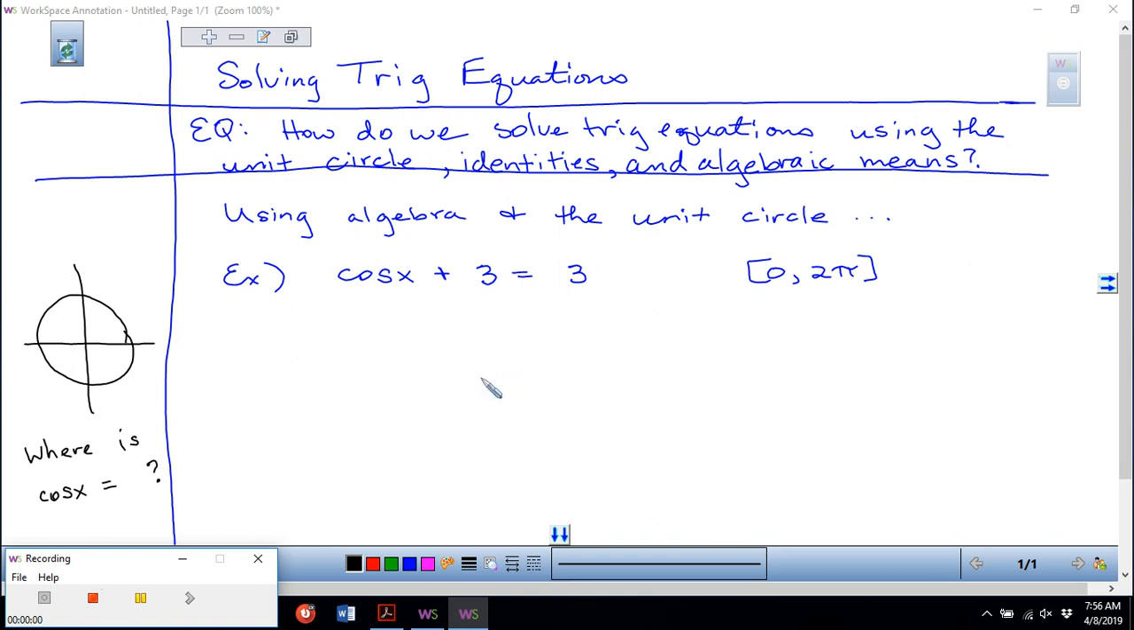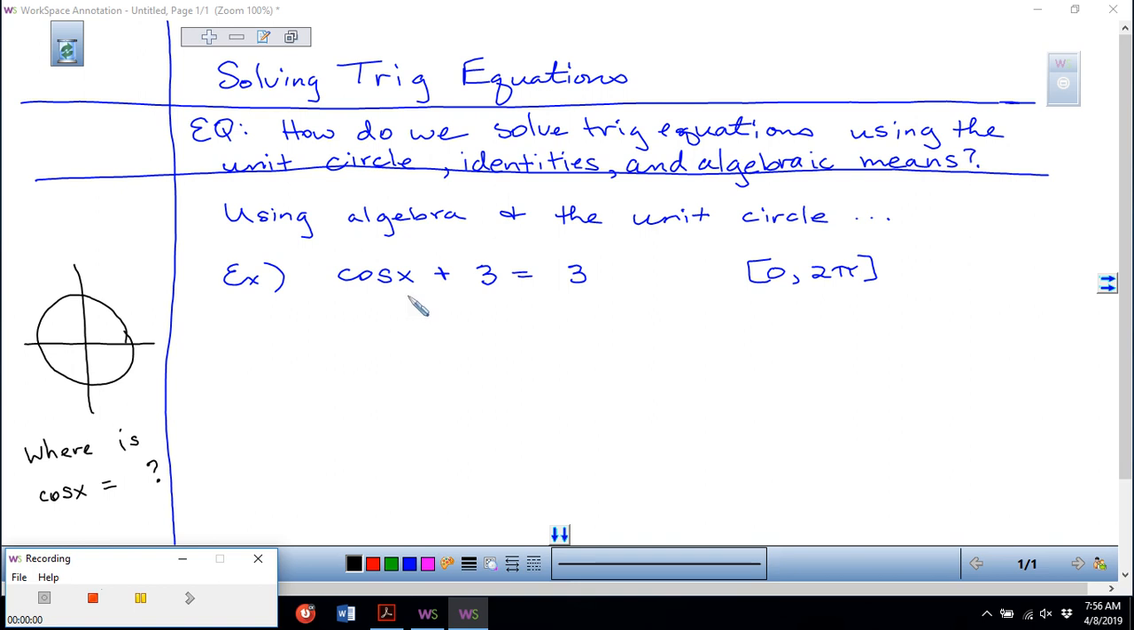Hello. Today we're going to be solving trig equations, and our essential question is how do we solve trig equations using the unit circle, identities, and algebraic means. So we're going to go ahead and start off with our first example. This one we're going to be using algebra and the unit circle to help us to solve this equation.